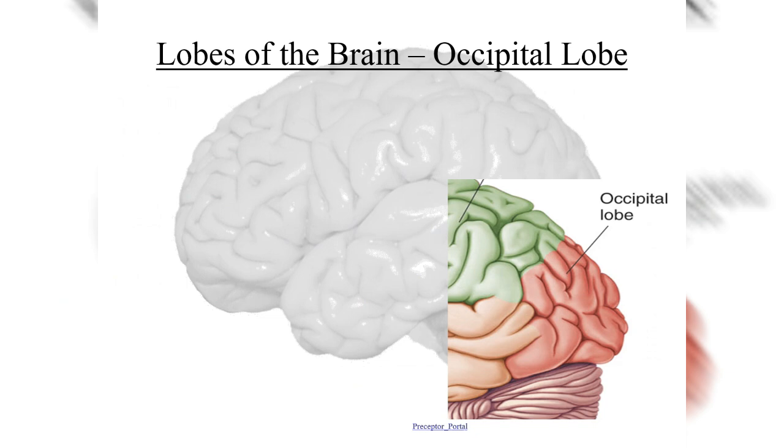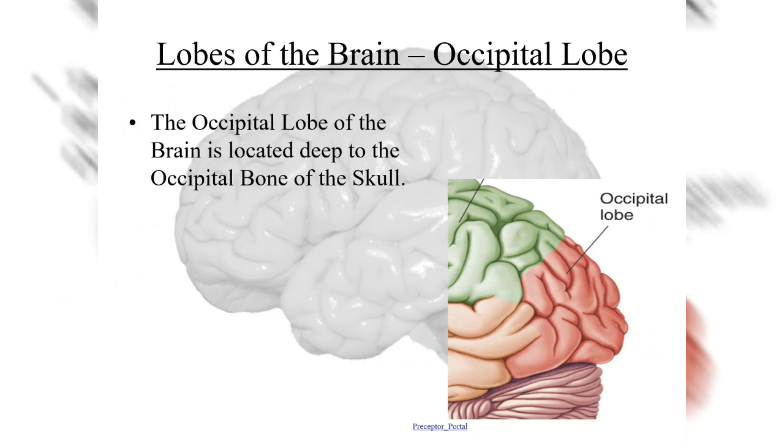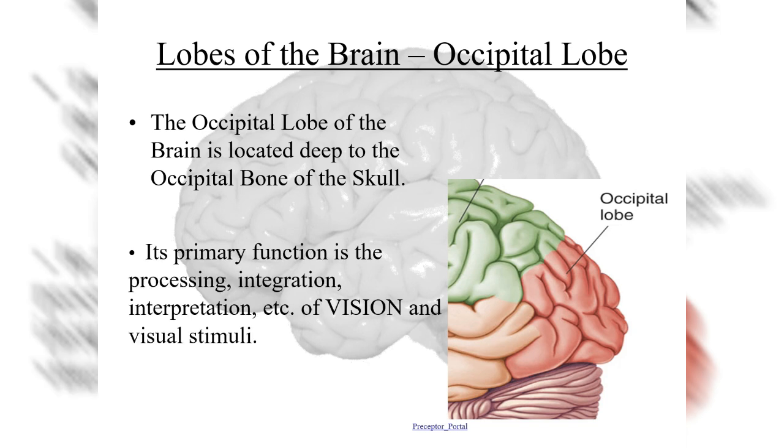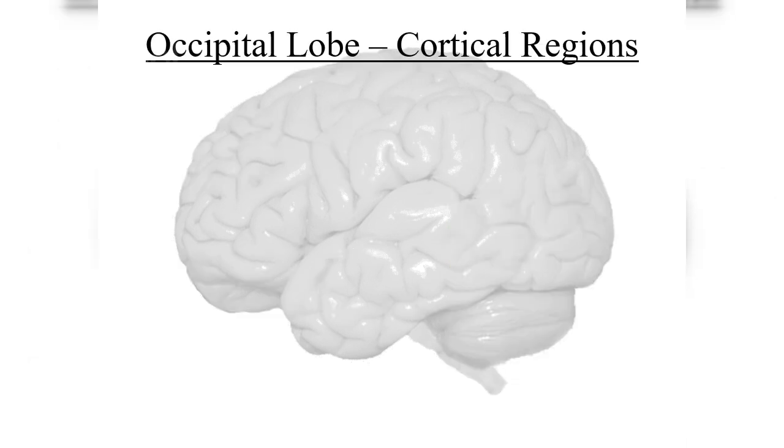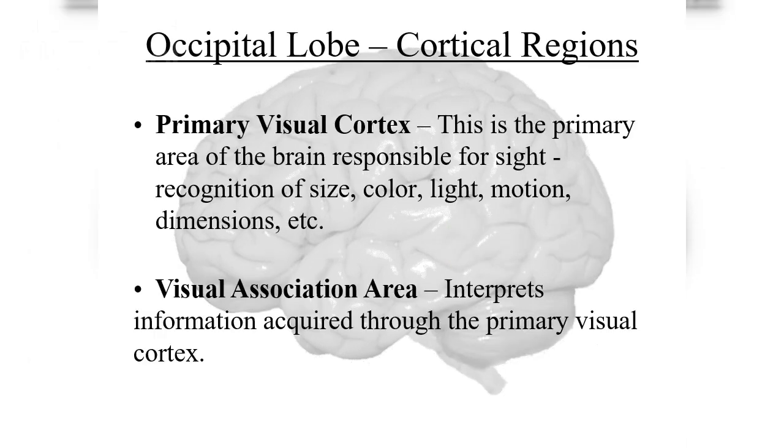The occipital lobe, located deep to the occipital bone, is primarily responsible for vision. It processes and interprets visual stimuli, allowing us to understand what we see. The primary visual cortex in the occipital lobe is essential for recognizing size, color, light, motion, and dimensions. The visual association area helps interpret this information.